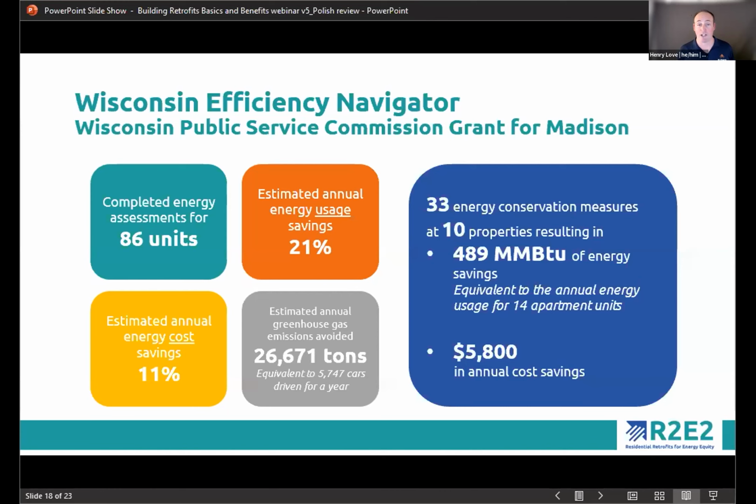So 33 different energy conservation measures at 10 properties add up to those 86 units that were served, and almost 500 MMBTUs of energy savings, which is equivalent to eliminating the energy use of 14 of those apartments. And overall, $5,800 in annual cost savings. So a pretty significant impact for the people who live there, and really great environmental impact at the same time. So really solving for that intersection of environmental benefits and equity benefits for the tenants at the same time.